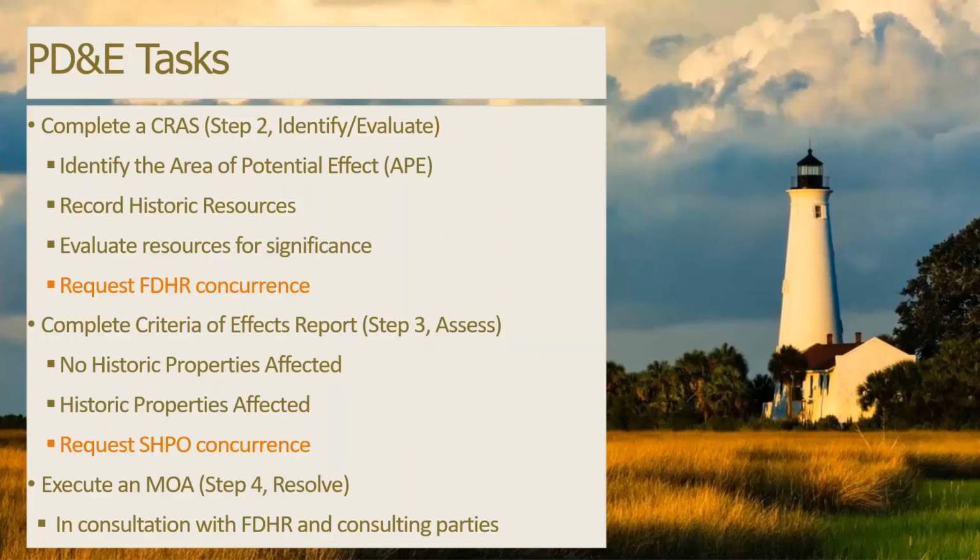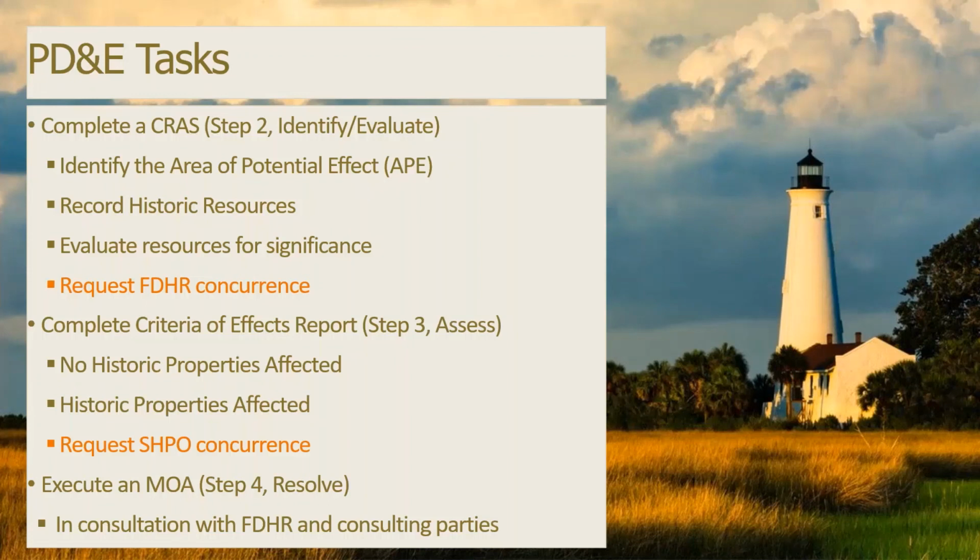So sort of revamping this into a very general task list for project managers during PD&E, our consultant is going to complete a cultural resources assessment survey, or CRAS, which will identify cultural resources and evaluate them for significance. And then that document gets sent to DHR and we request their concurrence. And if they concur, we move on.